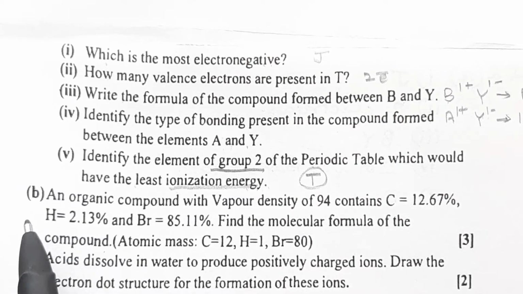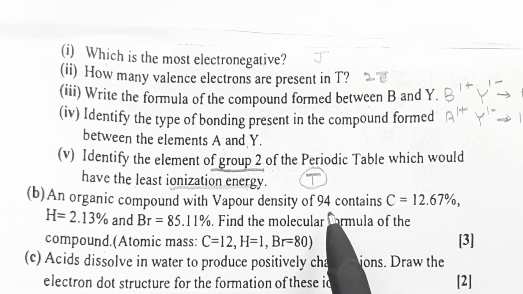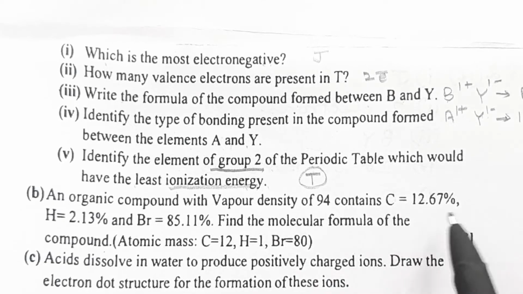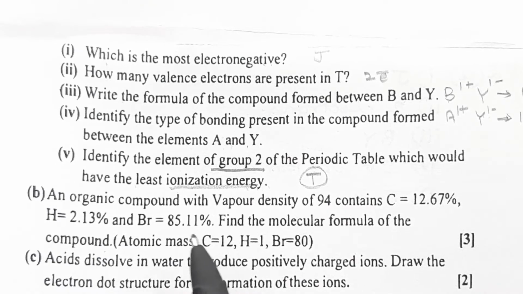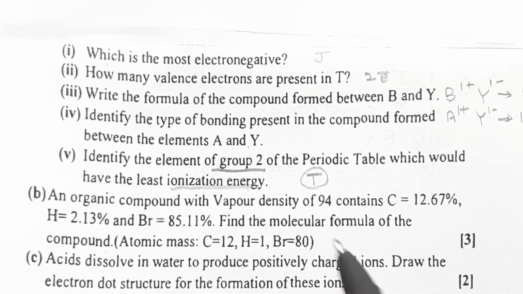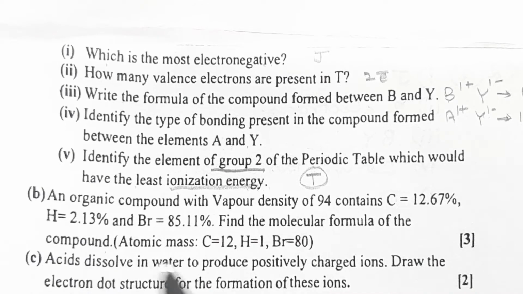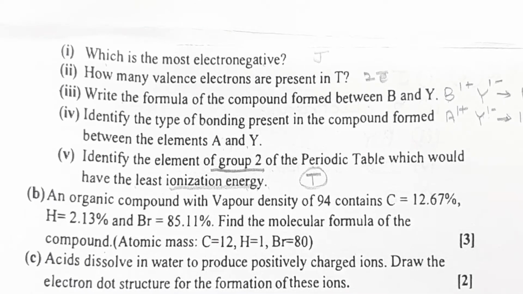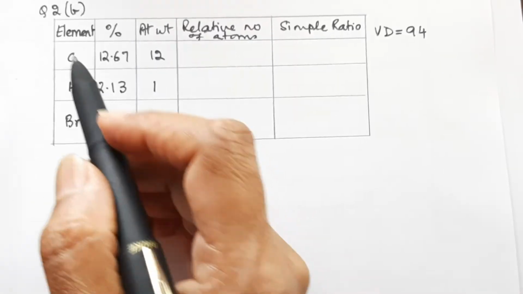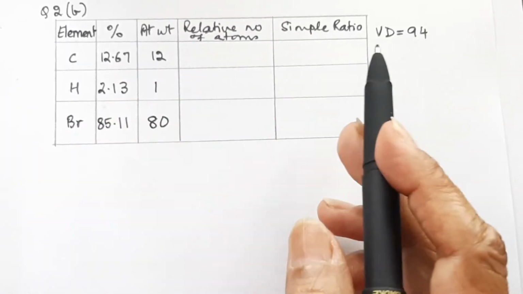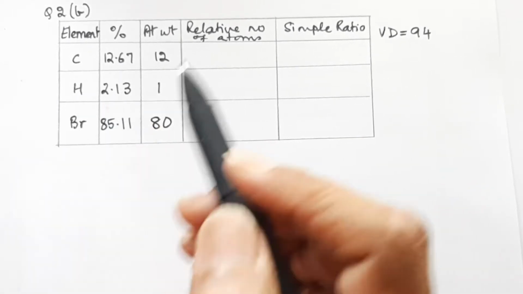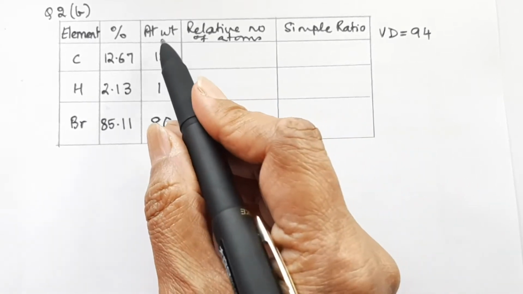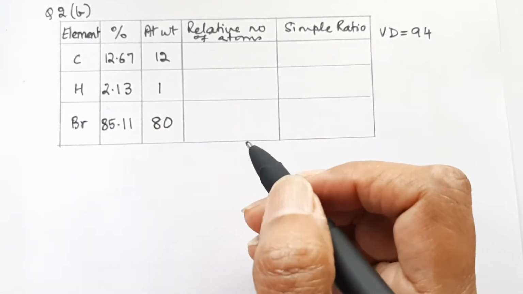Question 2b. An organic compound with vapor density 94 contains C 12.67%, H 2.13% and Br 85.11%. Find the molecular formula of the compound. The atomic masses are given. So we have to make the columns for this. Let's do just that. We have made this table. Everyone knows how to make this table. So we write carbon, hydrogen, bromine and their percentages, their atomic weights and the relative number of atoms.